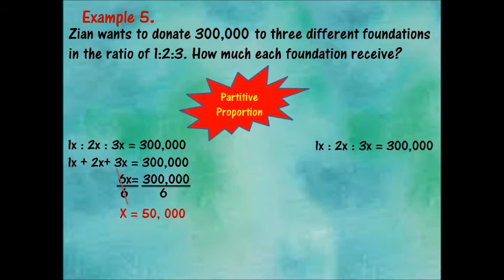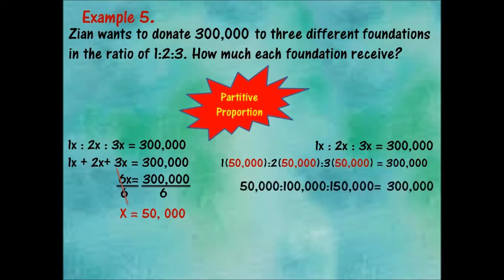So, let's solve. So, we have 1x is to 2x is to 3x is equal to 300,000. Now, let's substitute x by 50,000. Nanggaling siya dito sa na-solve natin dito. So, ang mangyayari, 1 times 50,000 is to 2 times 50,000 is to 3 times 50,000. Dapat ang maging result niya ay 300,000 pesos. So, that is 1 times 50,000, 50,000. 2 times 50,000, that is 100,000. 3 times 50,000, that is 150,000. And that is equal to 300,000.